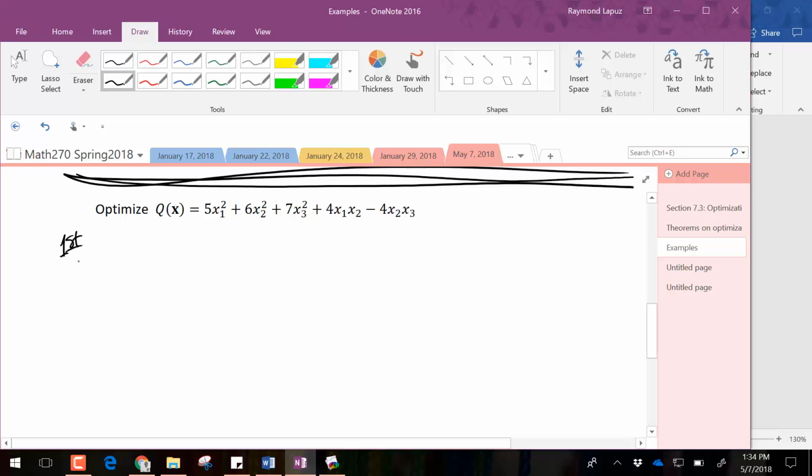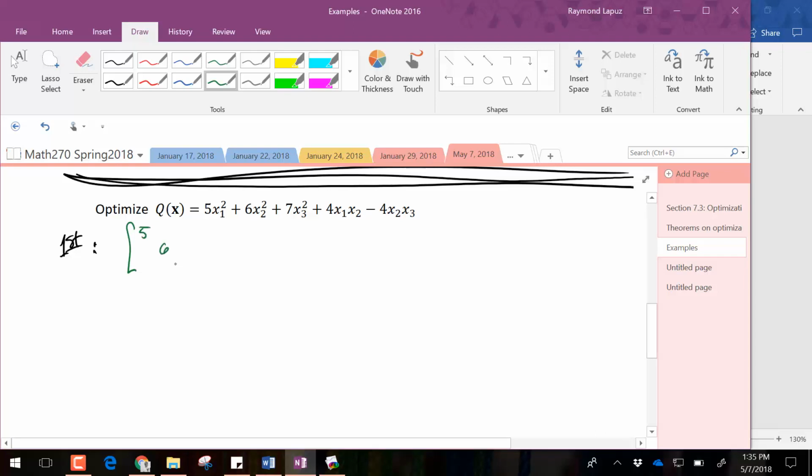I don't really want to call it a step. It's not a step-by-step algorithm process. It's just invoking Theorems 6, 7, and 8. So let's just say first, let's figure out its corresponding matrix.